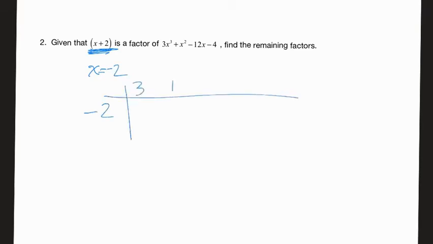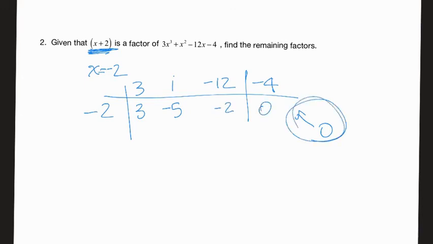So 3, 1, negative 12, negative 4. Okay, and I'm expecting to get a 0 here, right? I should get a 0 because it tells me that it's a factor. So I bring down the 3, then I multiply, get negative 6, and add, which is negative 5. Multiplying, I should get 10. Adding, I get negative 2. Multiplying, I get 4, and adding, I get 0, which is what is expected.